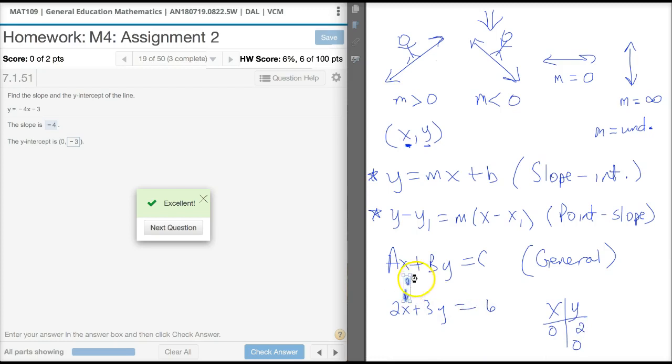And if I now let y equal 0 and do the same thing, 3 times 0 is 0, and 0 plus 2x is just 2x. If we divide both sides by 2, we get x equals 3. So literally all you have to do is say, I've got the points (0, 2) and (3, 0), graph the line, and it'll look like that. That is another reason for the general form.